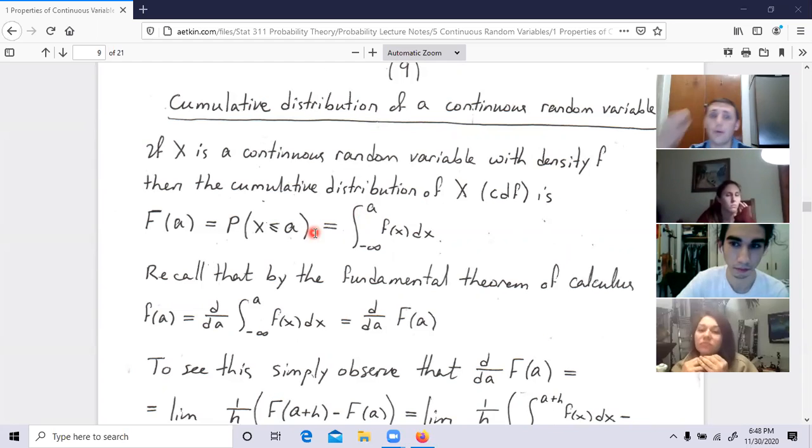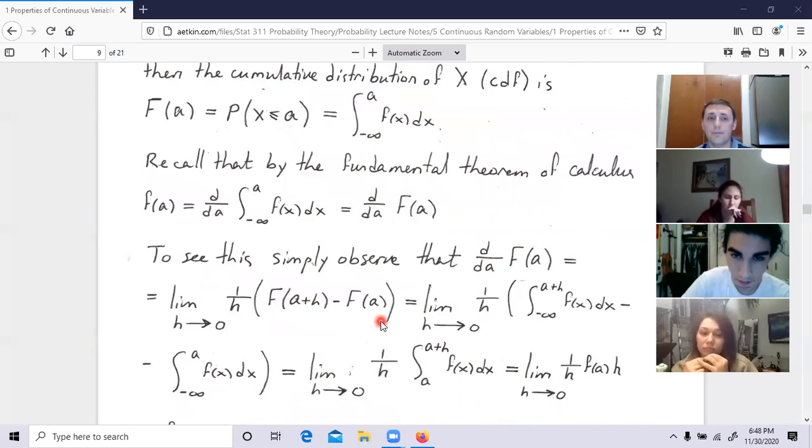Yes, so what is this function, right? The derivative of this function with respect to a will give you little f(a). Do you remember that? If not, we can review that easily, right? So to see this, just observe what happens here.